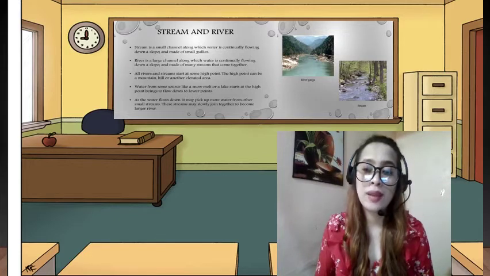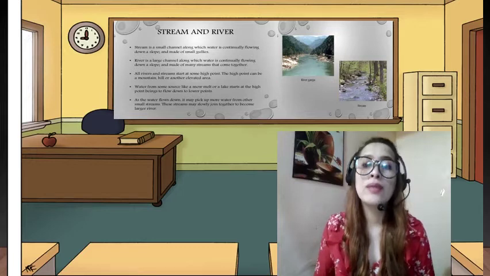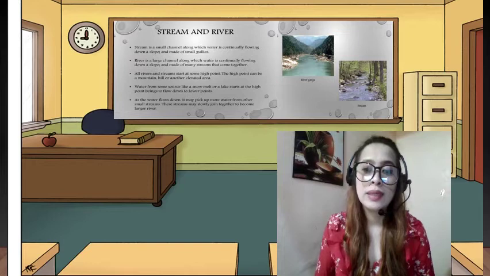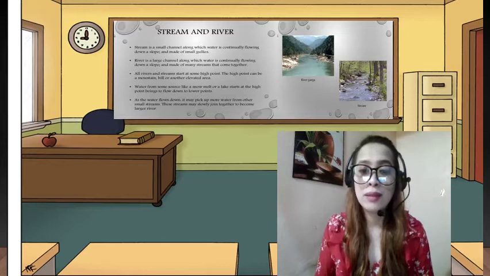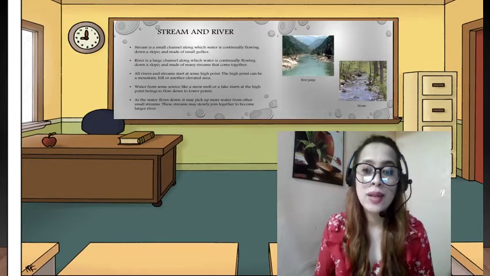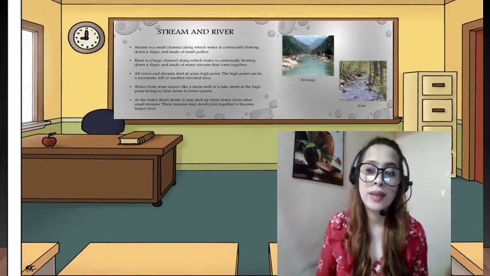A river is a large channel along which the water is also continually flowing down a sloping area. All rivers and streams start at some high point, and the highest point can be a mountain, a hill, or another elevated area. So they come from higher places and find their way going down.